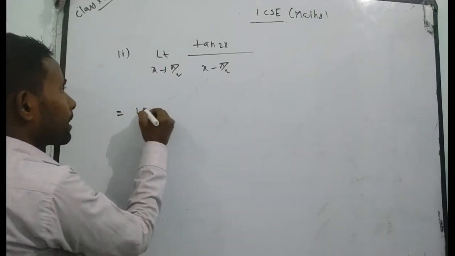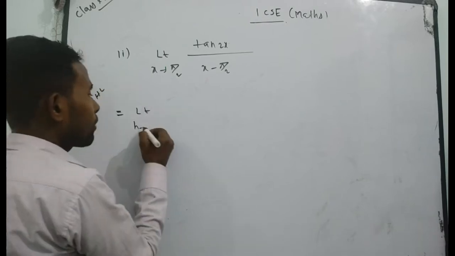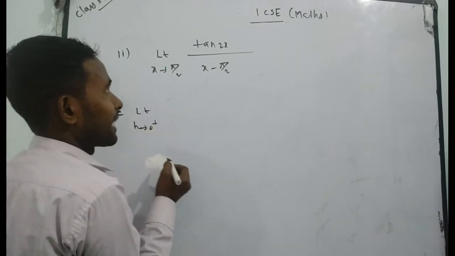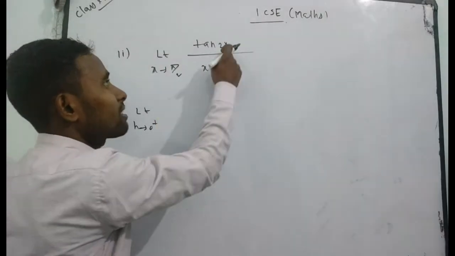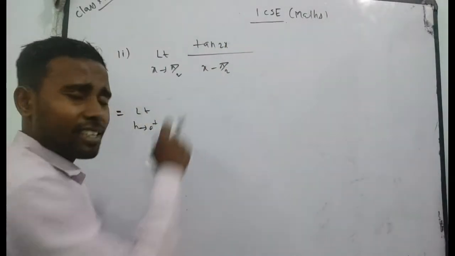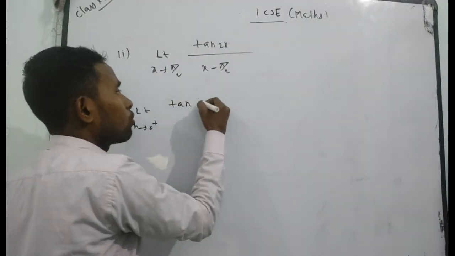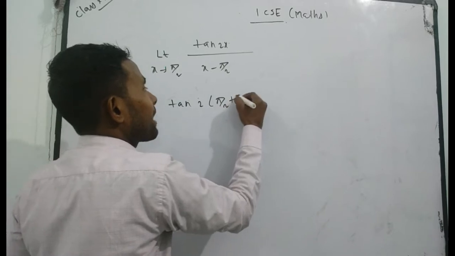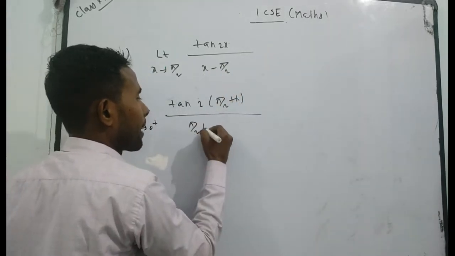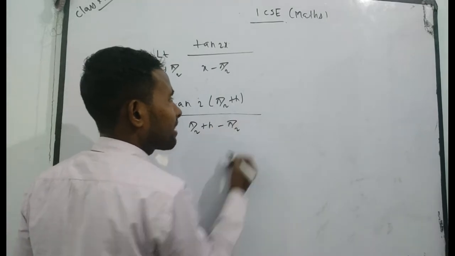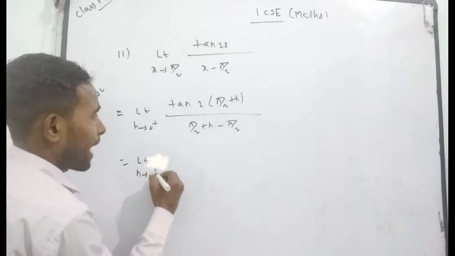I want to first solve it by RHL. Write h tends to 0 from the right hand side, and according to RHL, x is replaced by pi by 2 plus h, according to the standard definition. So write tan of 2 times pi by 2 plus h, and in the denominator, similarly, x is replaced by pi by 2 plus h minus pi by 2. Now the limit is h tends to 0 from the right hand side.